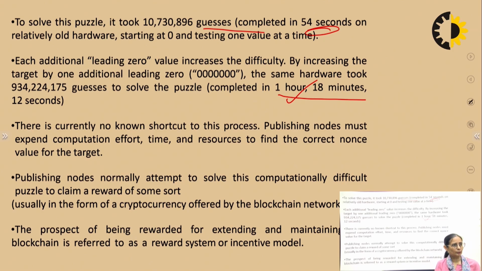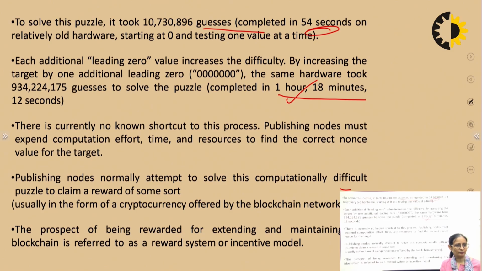So, there is currently no known shortcut. We need to do the computation. We cannot adopt a shortcut in this case. Publishing nodes normally attempt to solve this computationally difficult puzzle to claim a reward of some sort. Usually the miner who becomes the leader gets some bitcoins.